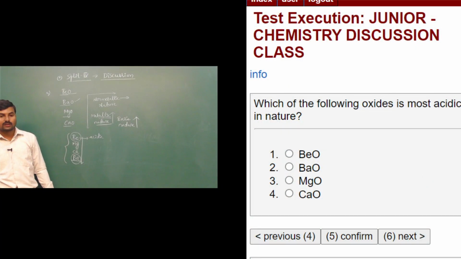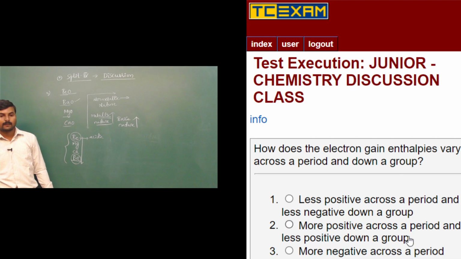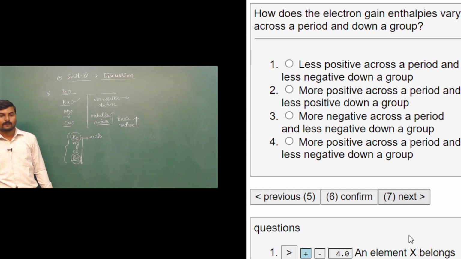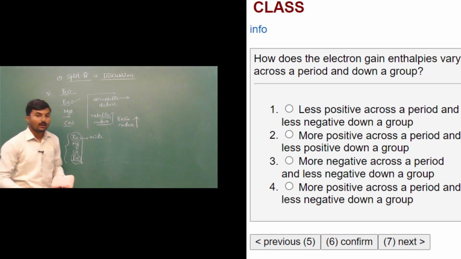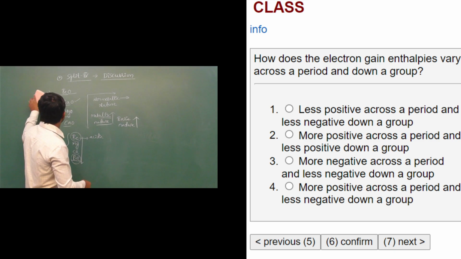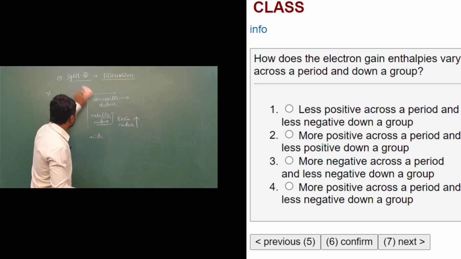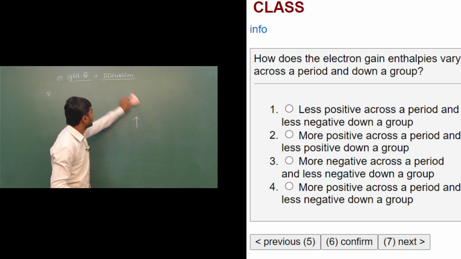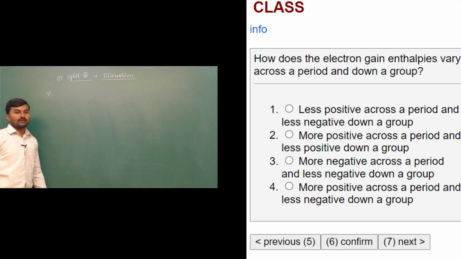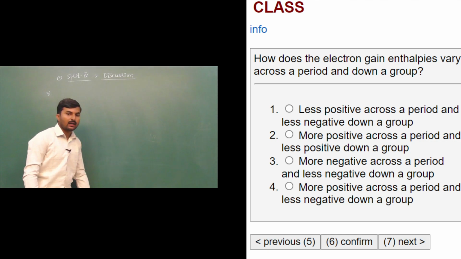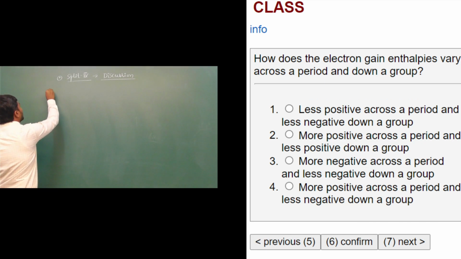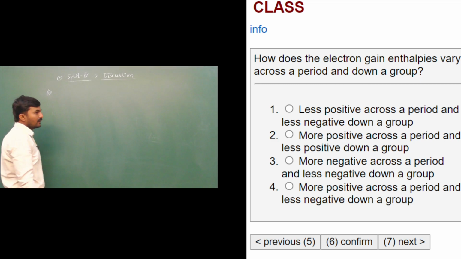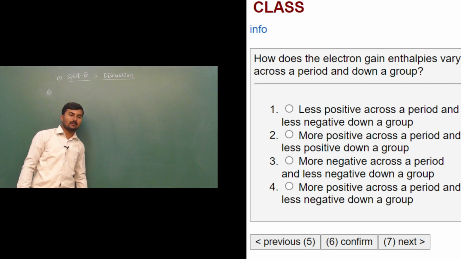So the next question. The next question is like this. How do electron gain enthalpies vary across a period and down a group? So this is question number 6, regarding electron gain enthalpy. So what does it say, electron gain enthalpy?